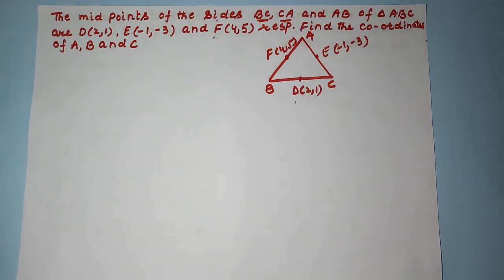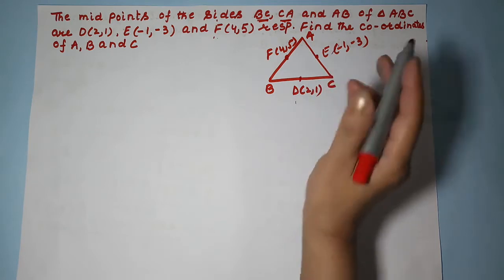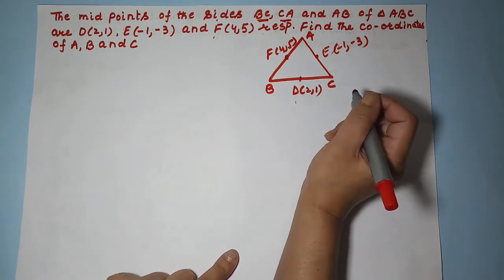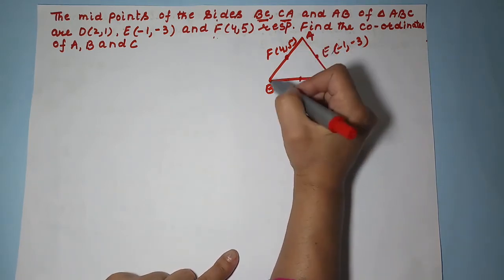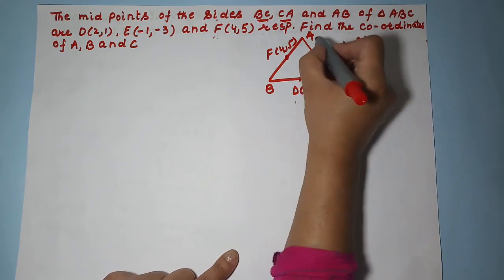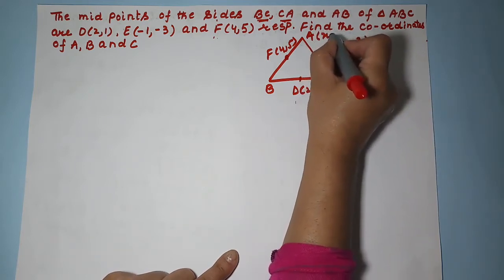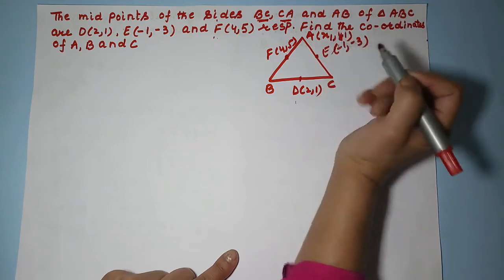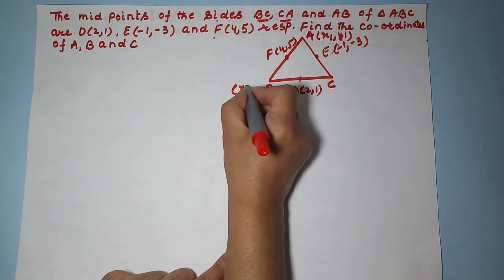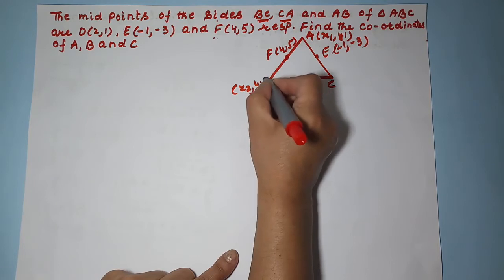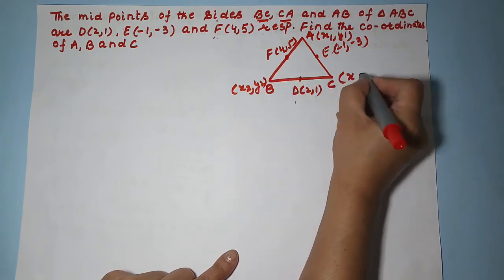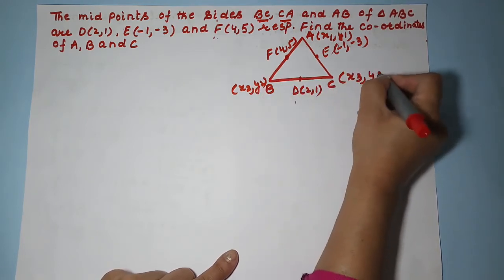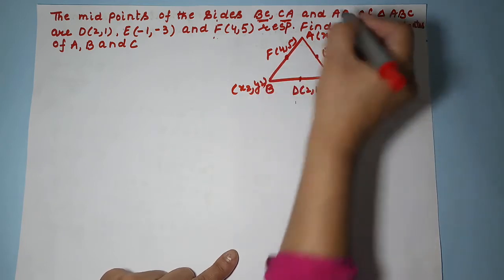Now he wants us, using the coordinates of these midpoints, to calculate the coordinates of A, B and C. Find the coordinates of A, B and C. Now let us say that the coordinates of A are x1 and y1. The coordinates of B are x2 and y2. And the coordinates of C are x3 and y3. And we have to calculate these.